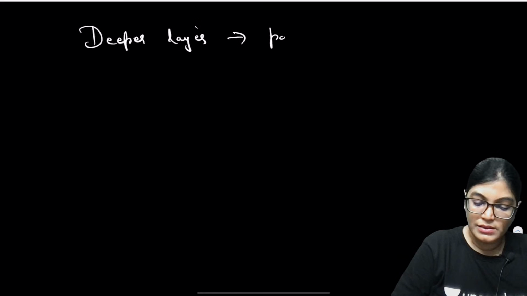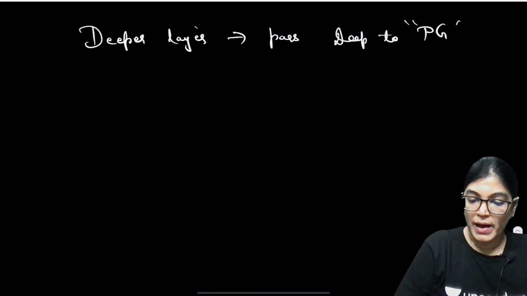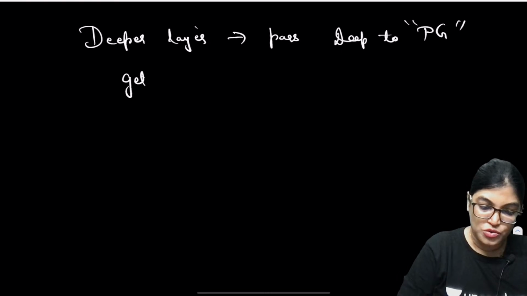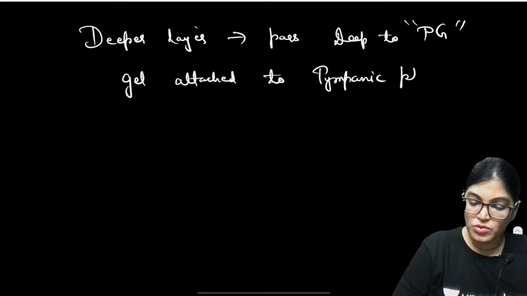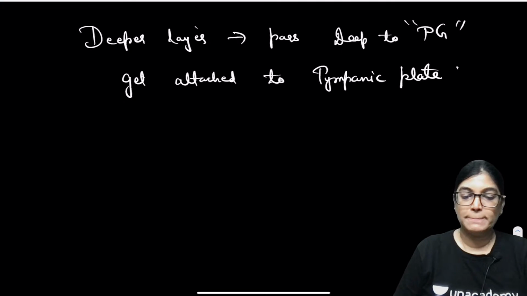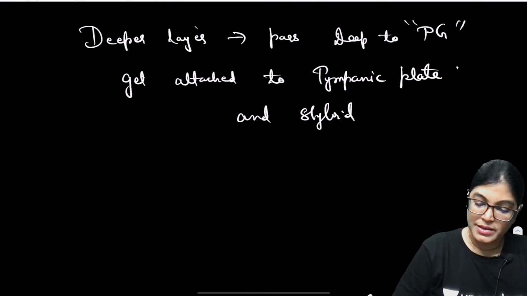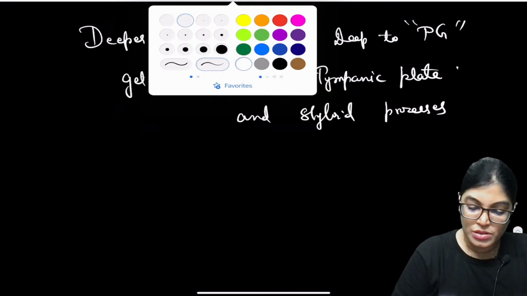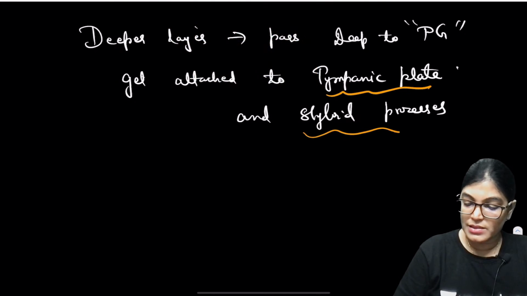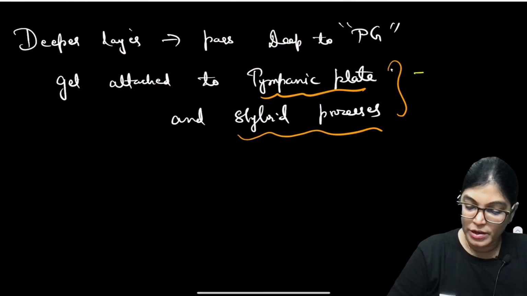The deeper layer will pass deep to parotid gland and get attached to tympanic plate. It will be attaching to the tympanic plate of temporal bone and styloid process of temporal bone. So two structures of the temporal bone it attaches to: one is tympanic plate and the other is styloid process. It is attached to which bone? Temporal bone.